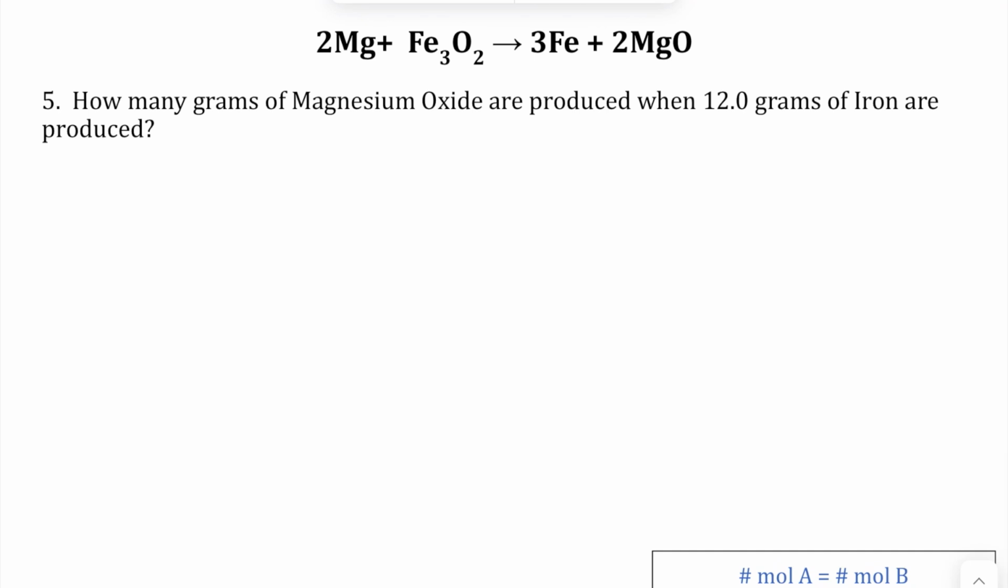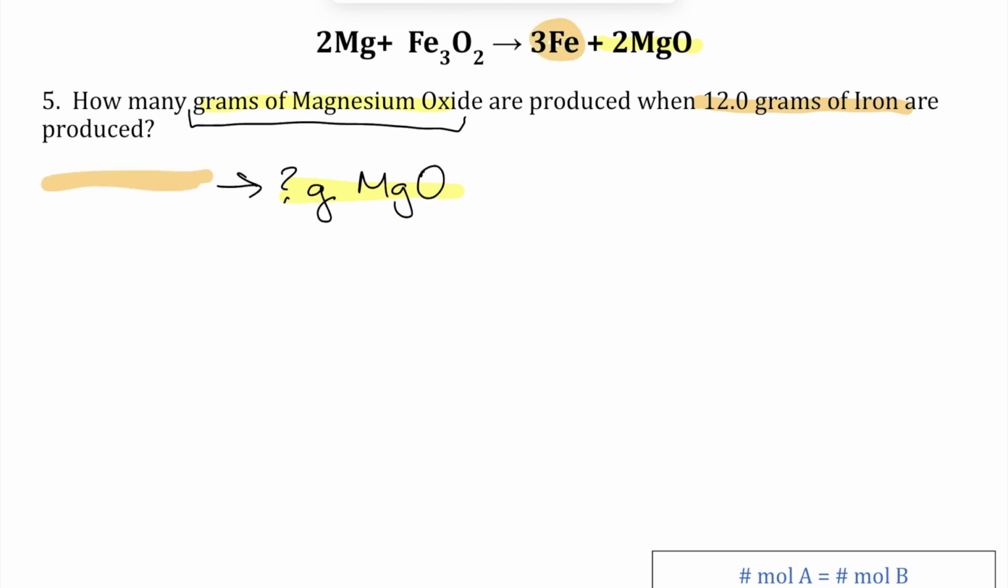All right, one more. And again, feel free to pause if you need. How many grams of magnesium oxide? So we're looking for grams of magnesium oxide. That's our MgO. Are produced when 12 grams of iron are produced. So both of those are products. So that wording is a little tricky, but that doesn't matter. We still are going to just do that gram to gram conversion, and this one is going to be 3 steps.